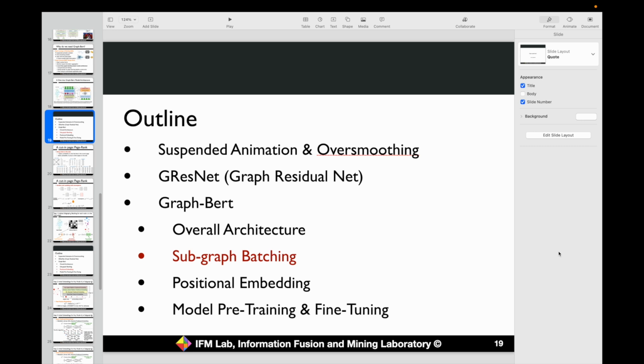Alright, so next let's talk about how we can sample a subgraph from the input graph dataset for representation learning. The sampling algorithm we use in Graph-Bert is actually based on the PageRank algorithm. We use PageRank to measure the similarity or closeness among nodes in the graph.